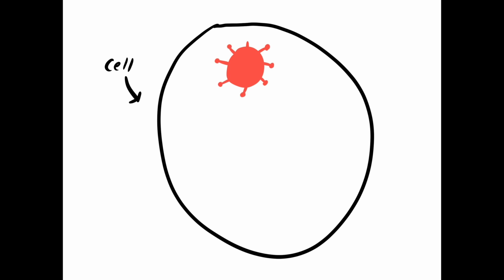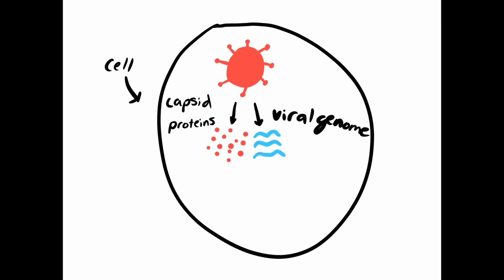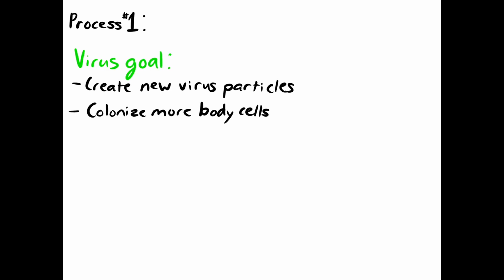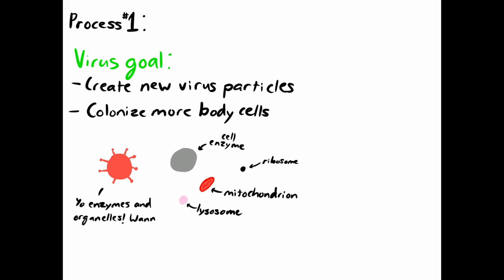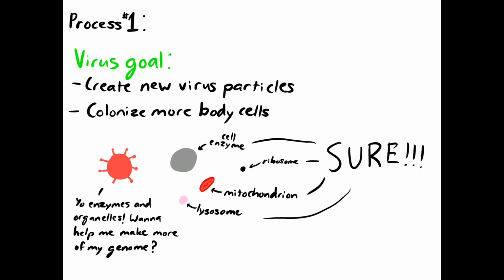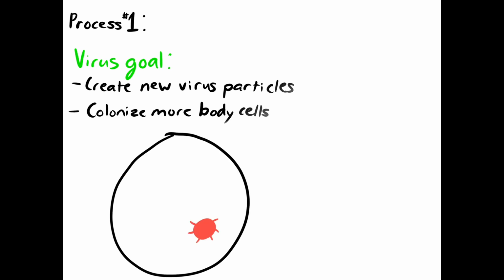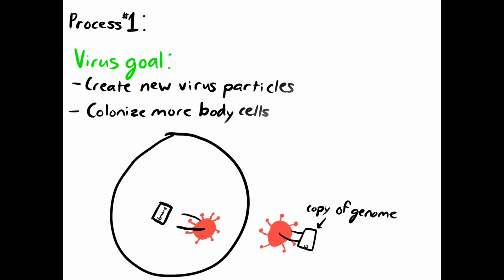Once a virus enters a host cell, it uncoats itself in order to release its viral genome and work on establishing an infection. This is split into two different processes. 1. A virus's goal is to create new virus particles to colonize more body cells. To accomplish this, the virus must hijack the host cell's enzymes and organelles to replicate its viral genome. Each new virus must receive a full copy of the genome in order to function correctly and continue the invasion.